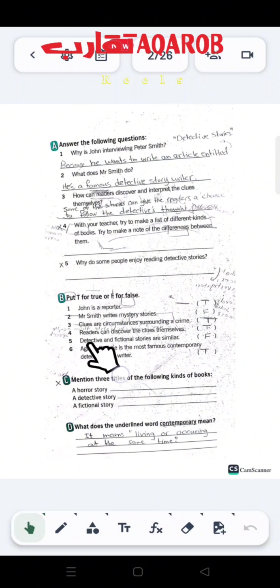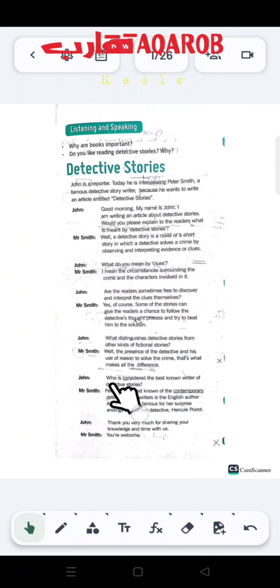Number 4, readers can discover the clues themselves. So some of the stories, yes, so the answer is true. 5, detective and fictional stories are similar. False, because they said what distinguishes detective stories from other kinds of fictional stories? The presence of the detective and his use of reason to solve the crime. That's what makes all the difference. So there is a difference. So they are not similar.